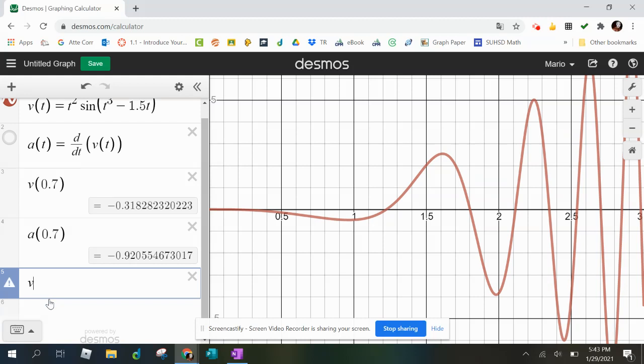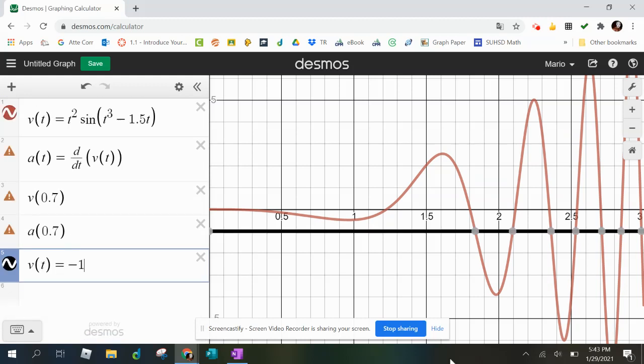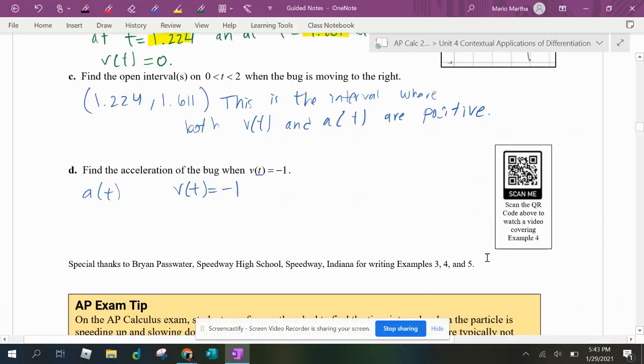So v of t equals -1. If you type in the equation like this and look for the intersecting point, you can determine at which value it's equal to -1 just by looking at the graphs. In this case, this is exactly what I did, which is 1.8369. So that's the t value we're looking for, right? So first we're going to find the t value. So t equals 1.861.